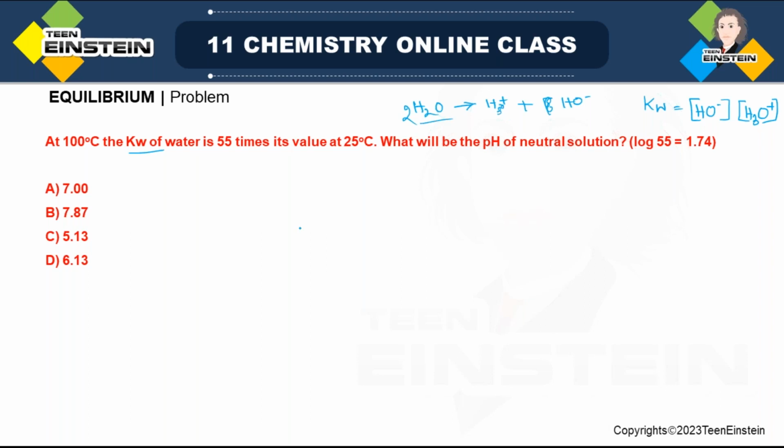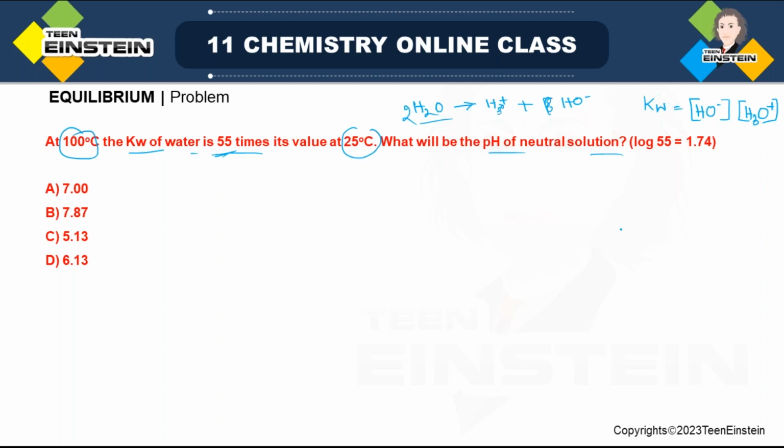At 100 degrees centigrade, Kw of water is 55 times its value at 25 degrees centigrade. So when you increase temperature from 25 to 100 degrees centigrade, obviously the value of the equilibrium constant will increase because it is dependent on temperature, and the increase is 55 times, very high. It is asking, from this information, what will be the pH of a neutral solution at 100 degrees centigrade.